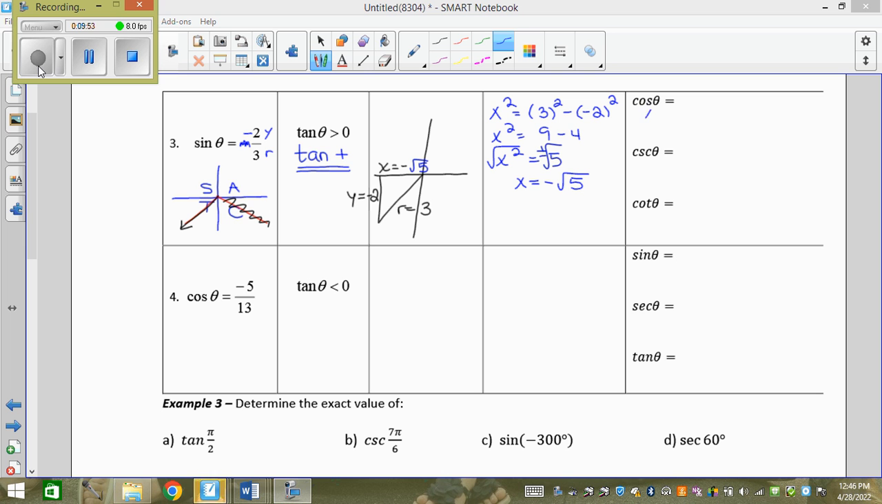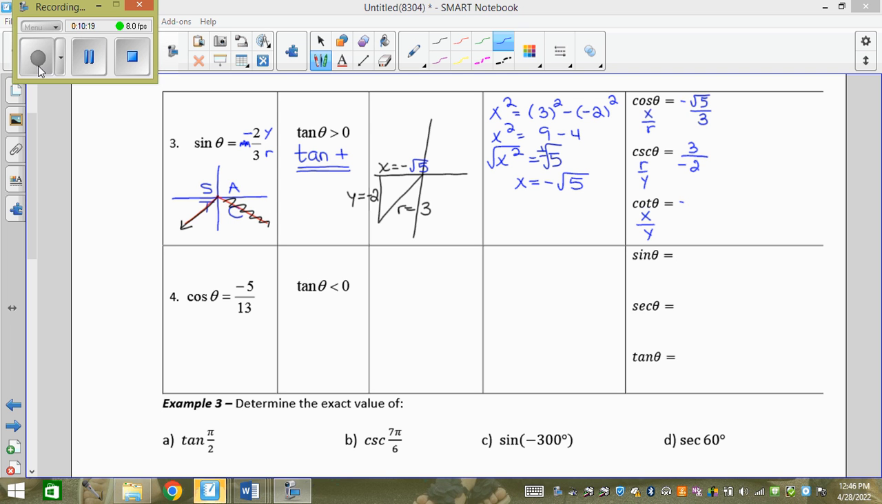So cos is x over r. So we're going to get negative root 5 over 3. Cosecant goes with sine, which is y over r, so this is r over y. So we're going to get 3 over negative 2. And then cotan, tan is y over x. See, I'm trying. So this is x over y.